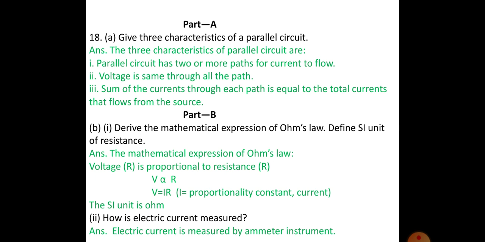How is electric current measured? Electric current is measured by an ammeter. That is an electrical instrument. It's like a voltmeter. There is an ammeter by which we can measure the electric current.